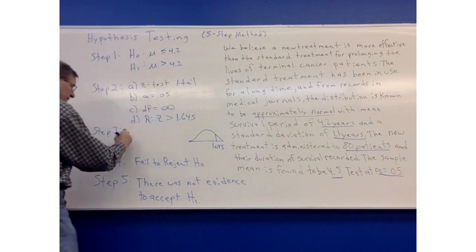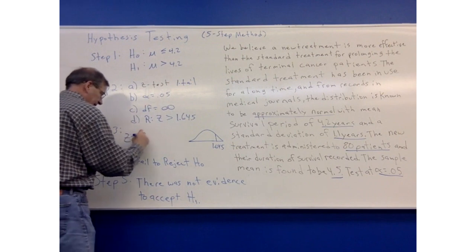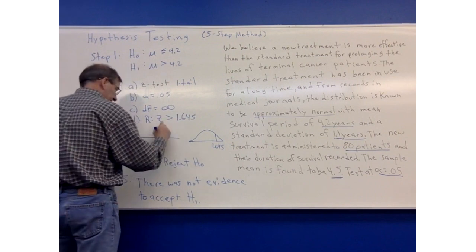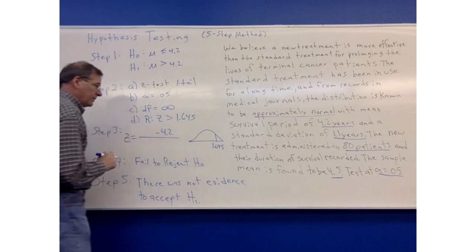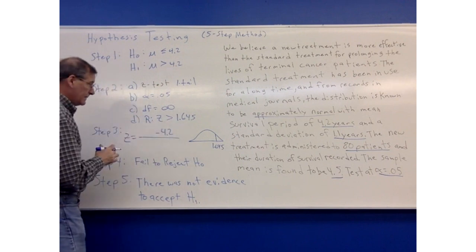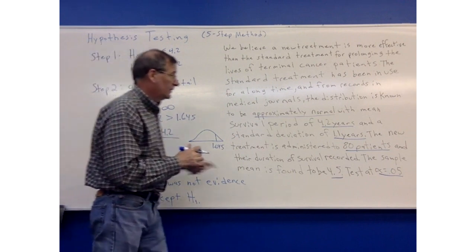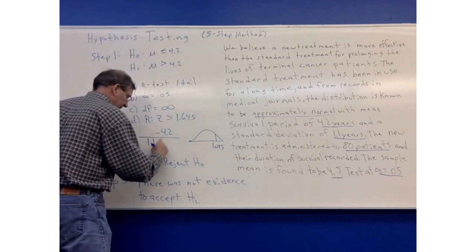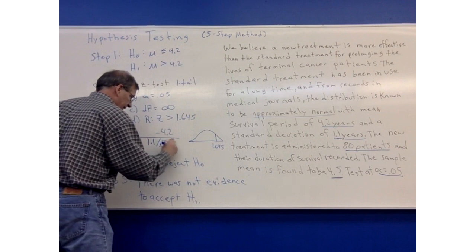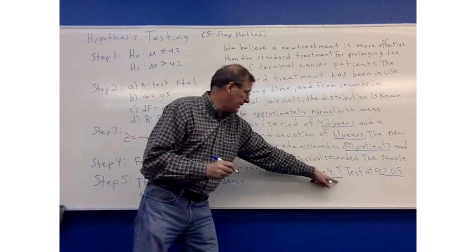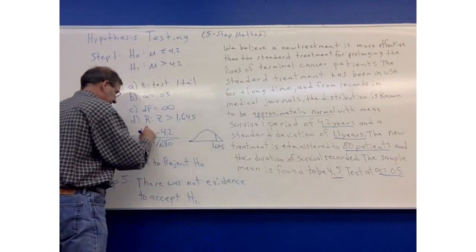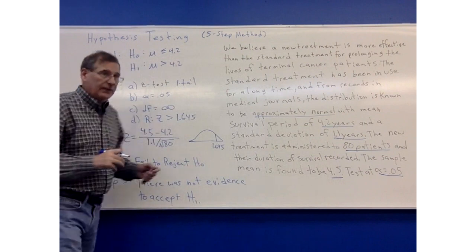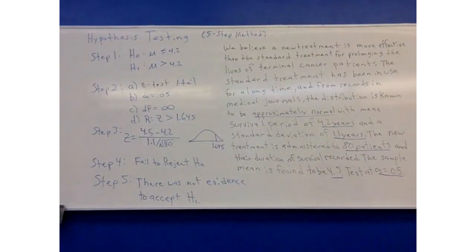Now, I've got to compute the test statistic. Z equals 4.2 is what was believed to be true. The standard deviation, 1.1. Square root of n is square root of 80. And what was our sample value? Our sample was 4.5. And I'm out of room. Okay, I need a calculator to figure this out.